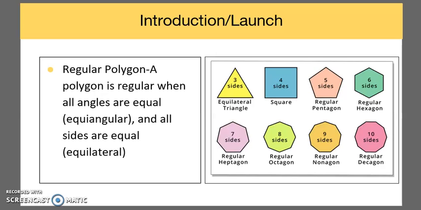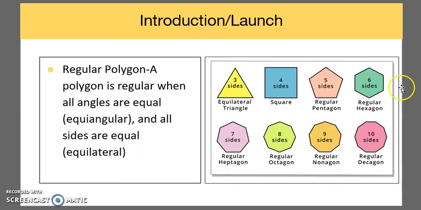A regular polygon is when all angles are equal and all sides are equal. When we talk about all angles being equal, we use a vocabulary word called equiangular. And when we're talking about all the sides being equal, we're talking about equilateral. Equiangular means equal angles, equilateral means equal sides, lateral means sides.